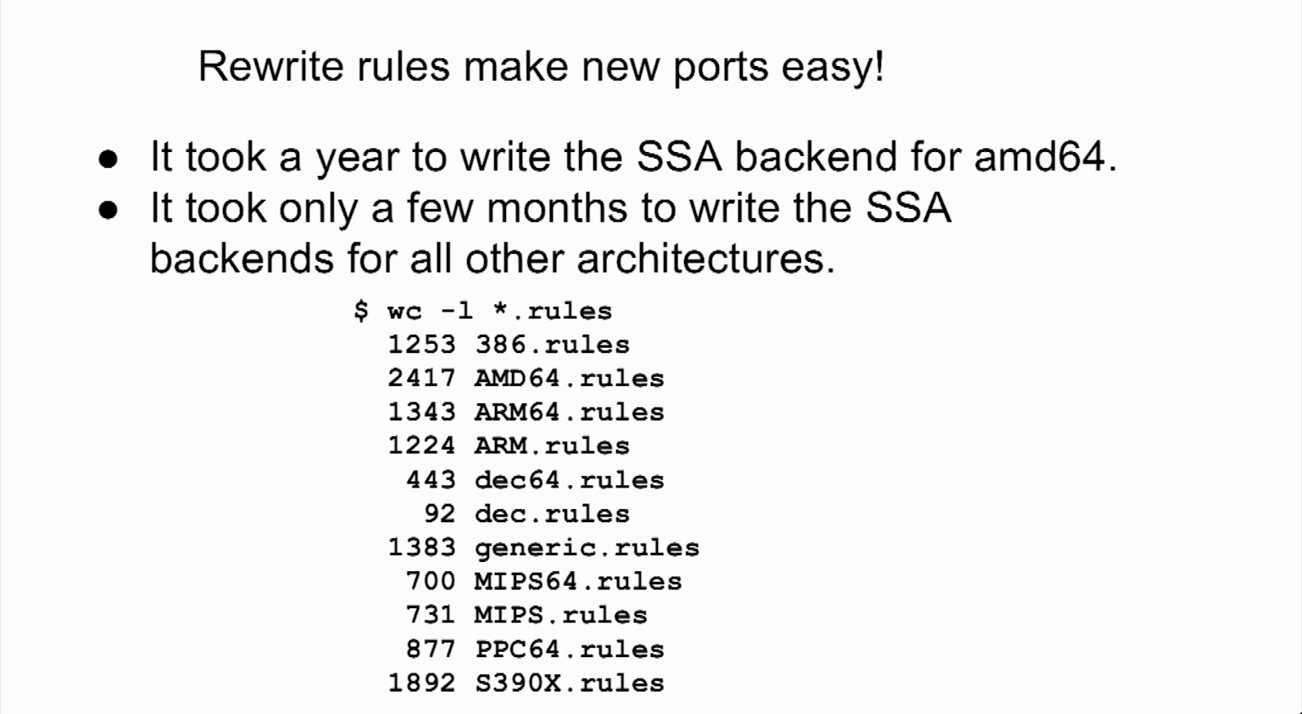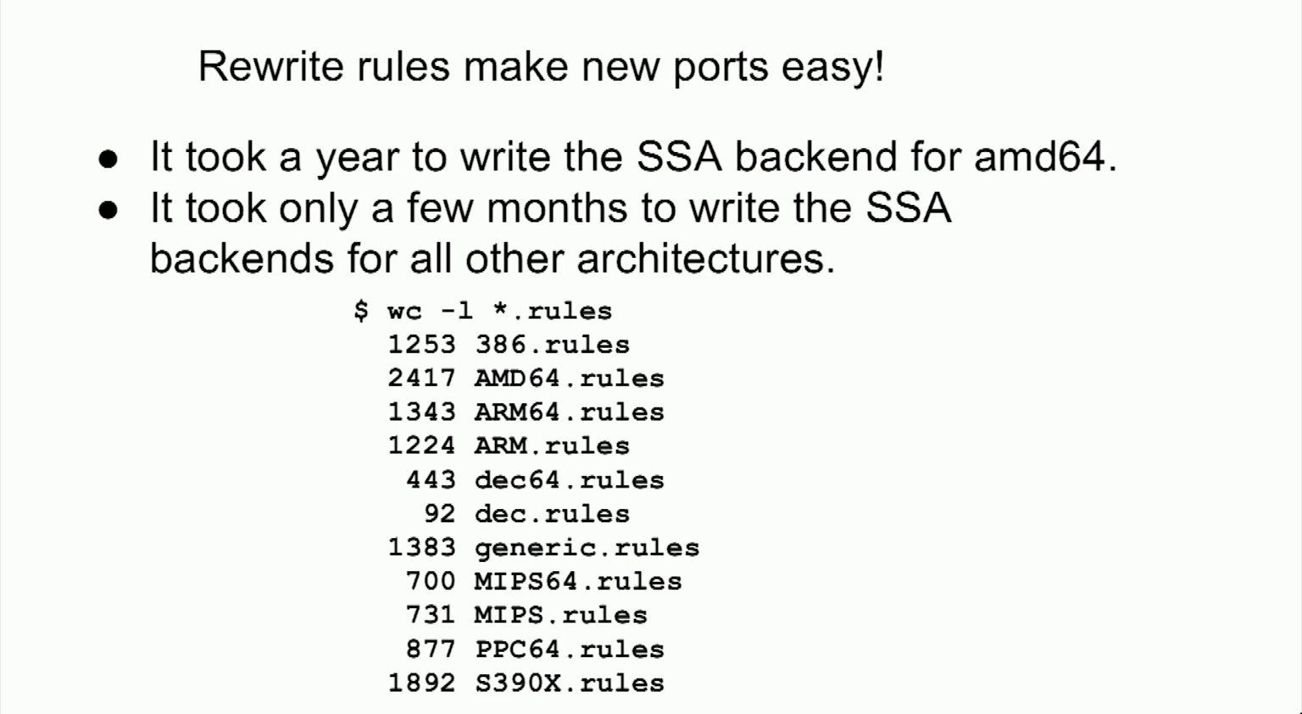The other nice thing about rewrite rules is it makes new ports easy. So say you wanted to port Go to a new architecture. All of the SSA passes are architecture independent. The bounce check elimination works for any architecture. The common subexpression elimination works for any architecture. All you need to do to port to a new architecture is write the lowering rules that tell you for each Go operation what processor opcode you need to use.